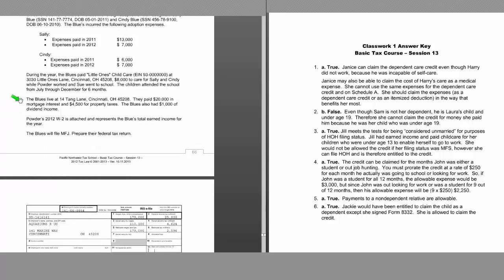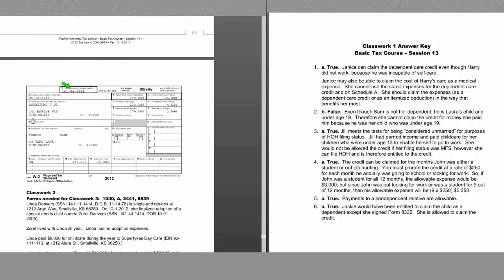The Blues live at 14 Tang Lane. They paid $20,000 in mortgage interest and $4,500 for property taxes. They also had $1,000 of dividend income. Their W-2s are attached and represent the Blues' total earned income for the year. Go ahead and prepare their federal return. And you can see here we've got a single W-2 issued to Powder Blue showing $179,000 of wage income and $25,000 of federal withholding, along with another $15,000 of state withholding. So at this point, please push pause on the video playback and prepare a tax return for Powder Blue.